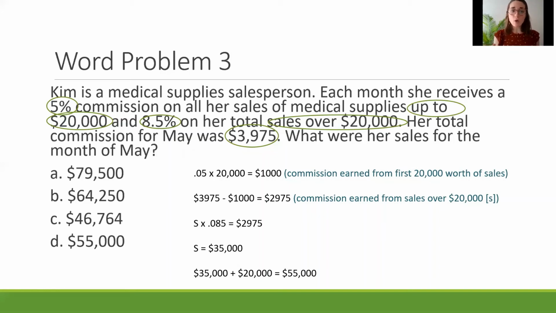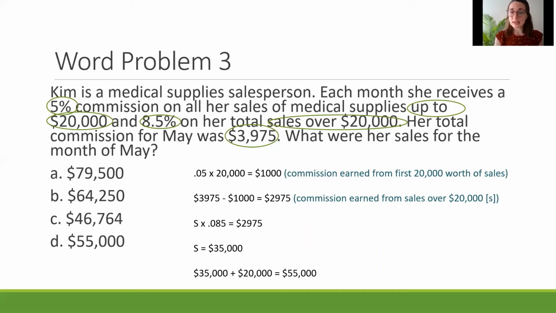So to find that out, I'm going to find out what the commission would be if she sold all 20,000. So I did 0.05, which is the decimal form of 5%, times 20,000. And that'll tell me what the commission earned from the first 20,000 worth of sales would be. And it's $1,000. Now, she earned way more than that. She earned $3,975, which means that all the rest of that money, that $2,975, was commission earned from sales over and above the $20,000.